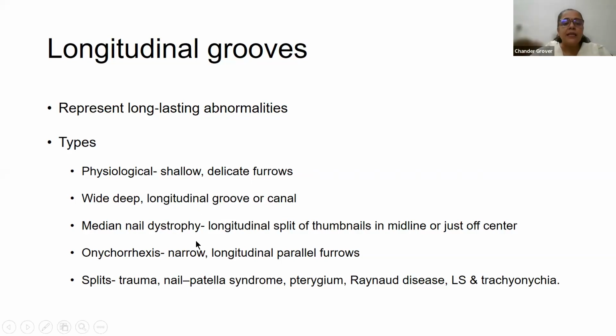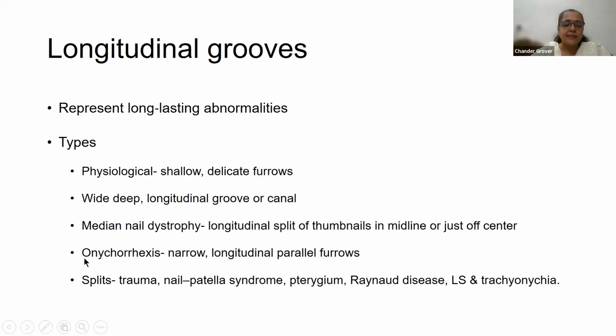Then there is median nail dystrophy, a longitudinal split. So here we move from furrows to canals to split. The intensity of the line is increasing. The depth of the line is increasing. Now this split is midline or just off center, with a fir tree radiating small lines, giving a fir tree appearance. It's known as median canaliform dystrophy of Heller.